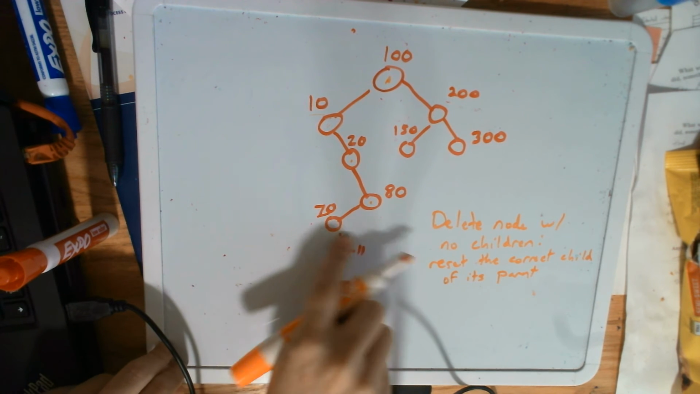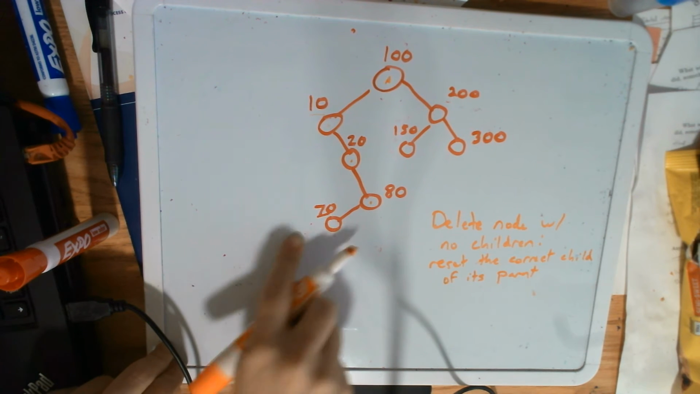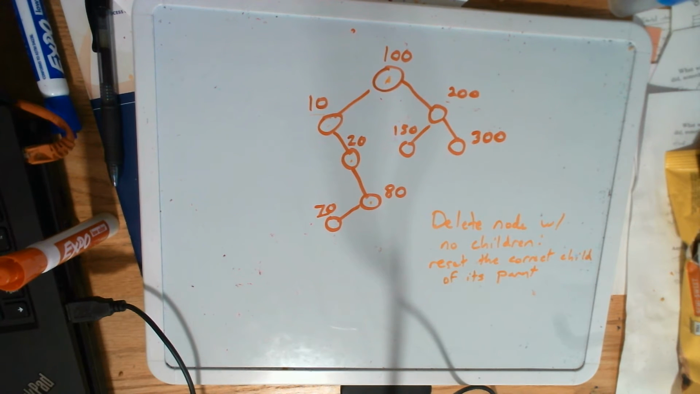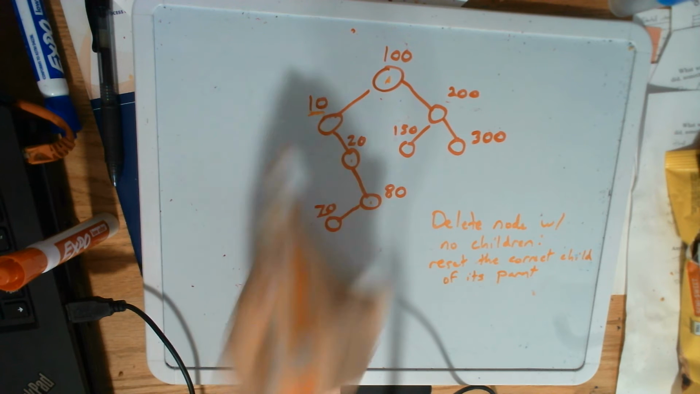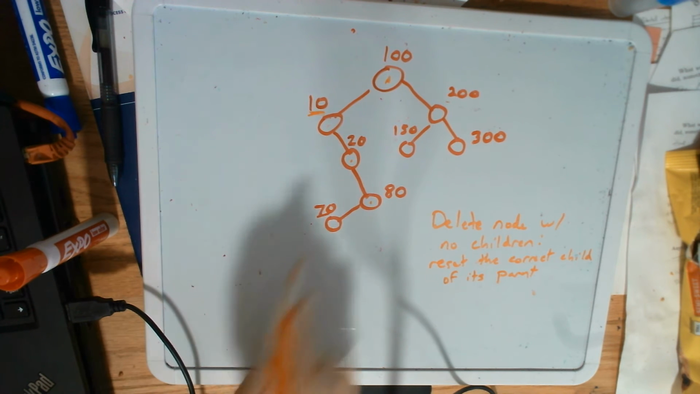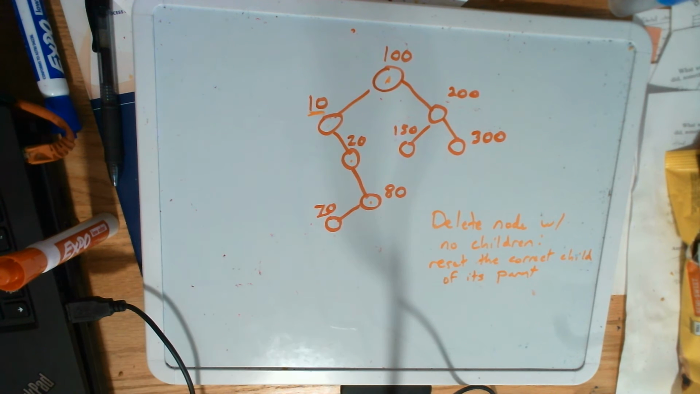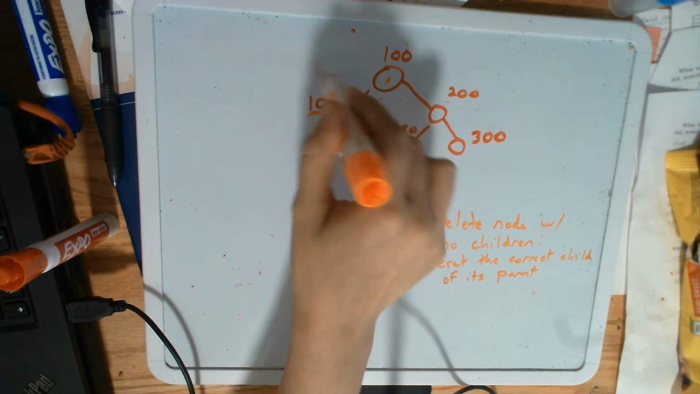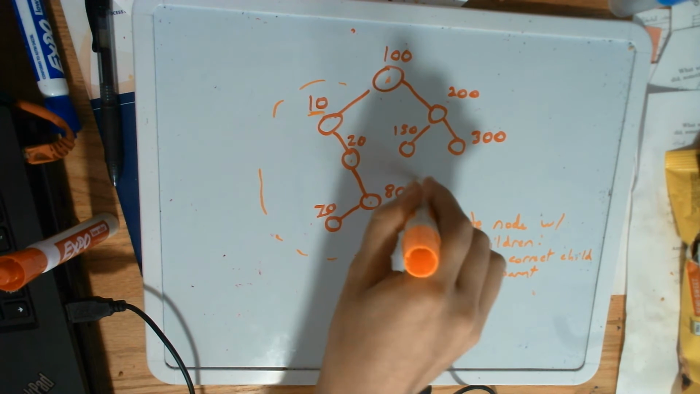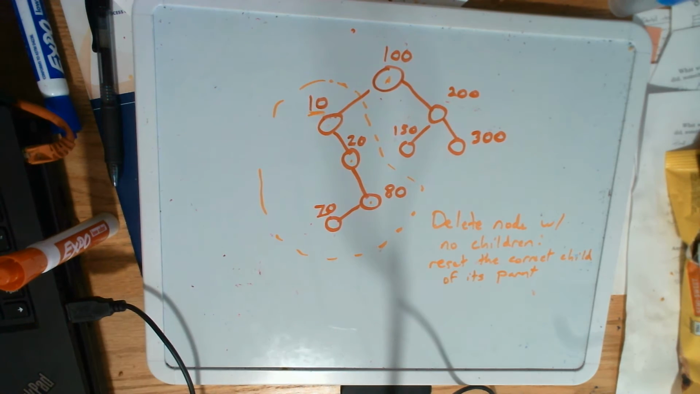Okay. So now let's think about how we delete something with one child. And for that, we'll go to 10. And 10 only has one child. It's 20. And we know that everything, this portion of our tree, everything that we got to by going left from 100 is less than 100.